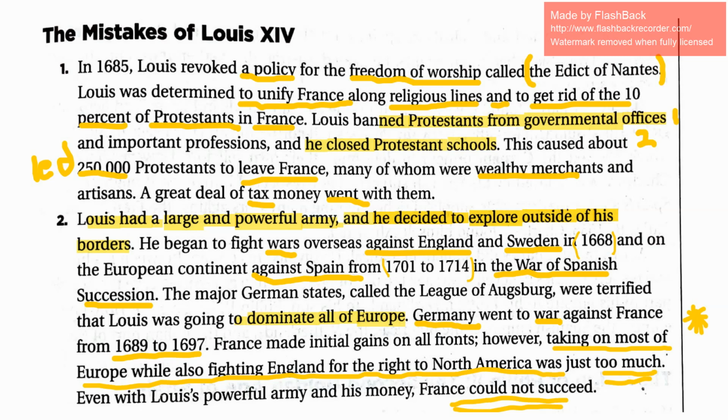All of this period of time, Louis was fighting wars with England, Spain, Germany, and Sweden, and he used a lot of the country's money to fight them. At the same time, he was winning some wars and taking lands, taking on most of Europe while also fighting England for the right to North America. England also wanted some lands from the Americas, the New World. It was just too much for France to take, and the result of the wars was the failure of France.